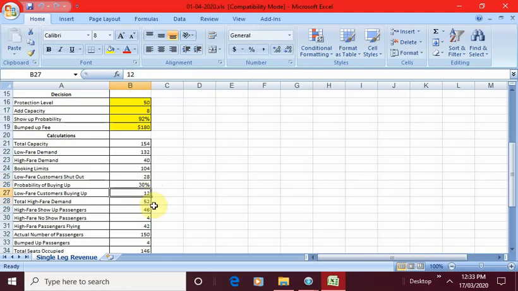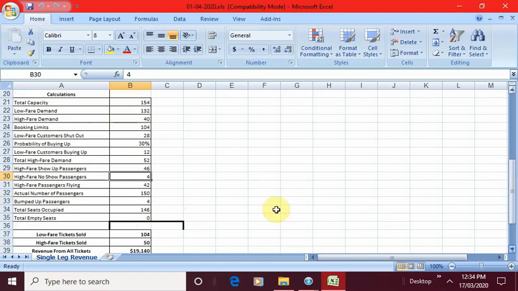12 customers bought the high fare ticket, and the total high fare demand is 52. High fare demand was 40 plus 12 low fare customers who are going to buy the high fare ticket, so it becomes 52. High fare passengers show up is 46, and high fare no show was 4. That is, 4 passengers did not show up. That is 92% show-up for that.